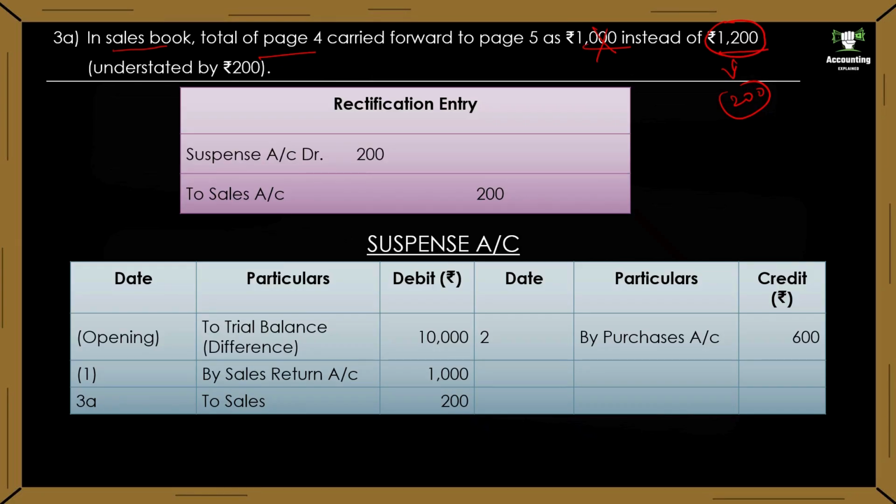Sales is an income. It is understated, so it will be credited as usual to sales account 200. And now the trial balance is not going to tally because of taking the wrong amount to the next page, 1000 instead of 1200. So a suspense account has to be opened. Suspense account debit to sales account is the rectification entry. In the journal, we have credited the sales account by 200 rupees. So in the ledger of suspense account, we will debit 3A to sales account 200 rupees.